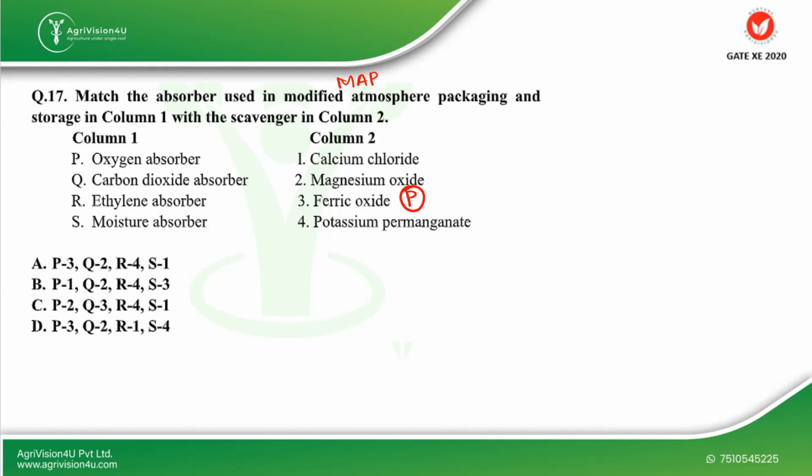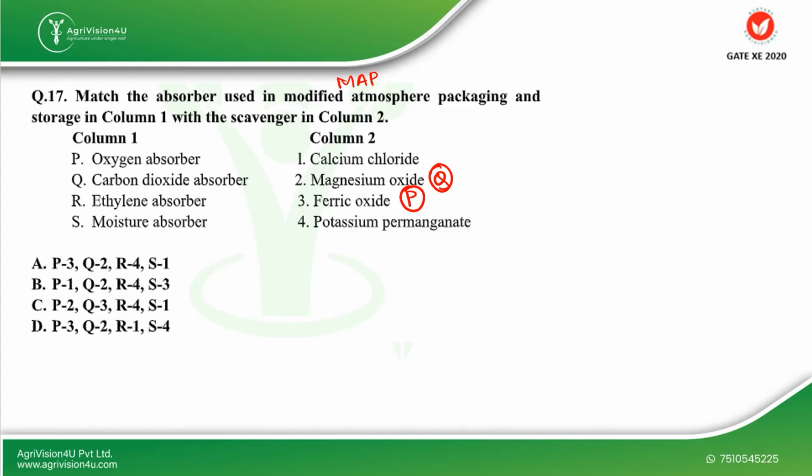Next, carbon dioxide absorber. The function of carbon dioxide absorber is basically that it is used in fermented products or packaging to maintain the packaging integrity. So over here my correct option will be magnesium oxide, Q. This magnesium oxide is used to absorb carbon dioxide. It reacts with the carbon dioxide and forms magnesium carbonate. Therefore it removes excess carbon dioxide from the package.